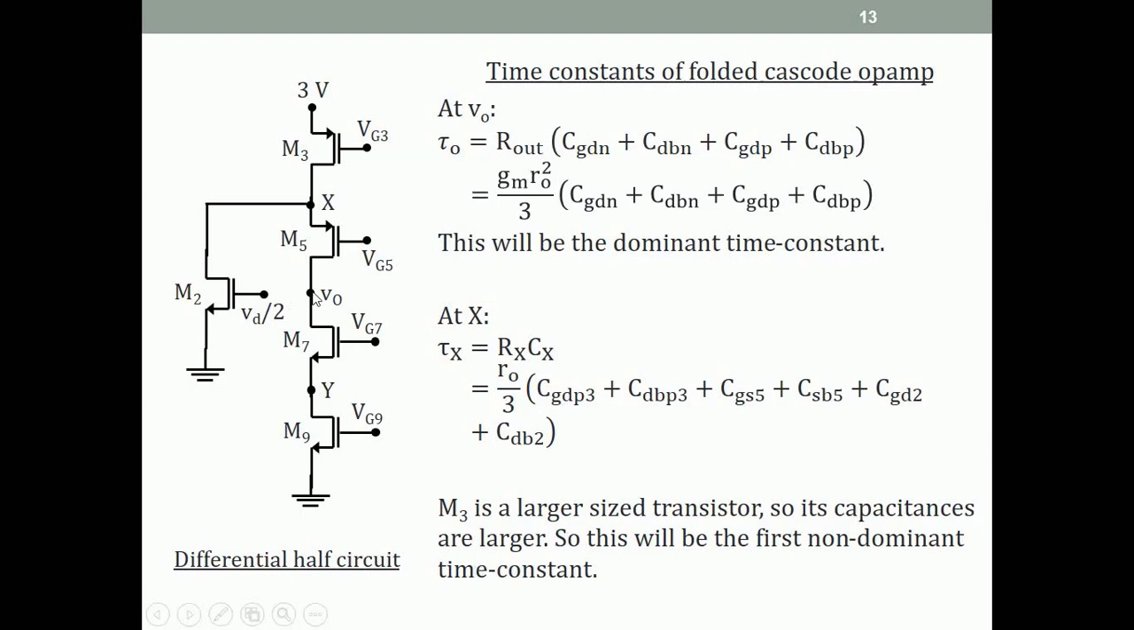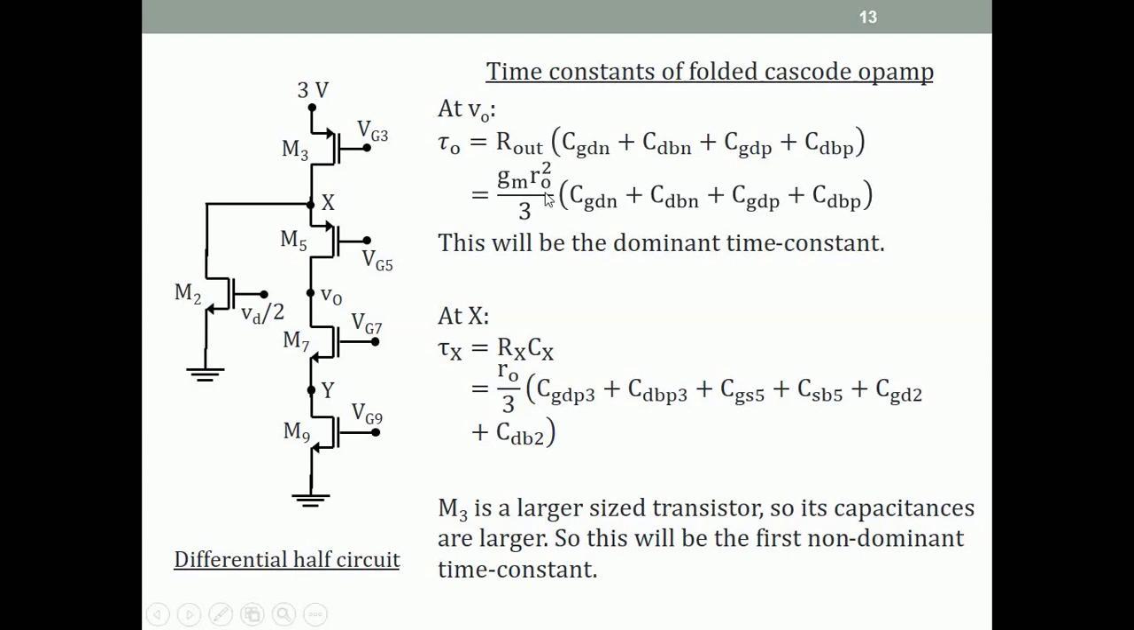At the output, the time constant tau 0 is the resistance R out times the capacitance at this node. The capacitance at this node is 4 capacitances, 2 from M5, CDB5 and CGD5, 2 from M7, CGD7 and CDB7. That is here, and I have written N and P instead of 5 and 7. R out is gmro squared by 3, as we just saw. The resistance of a telescopic cascode at the output node is gmro squared by 3.